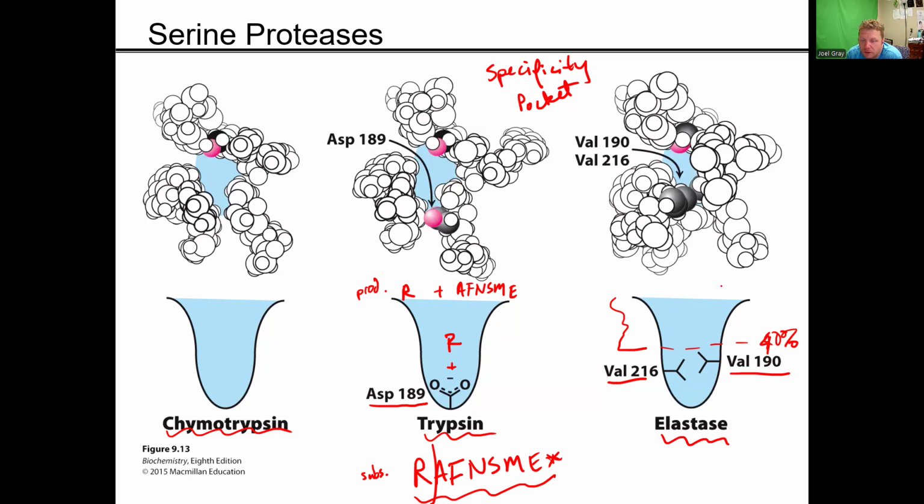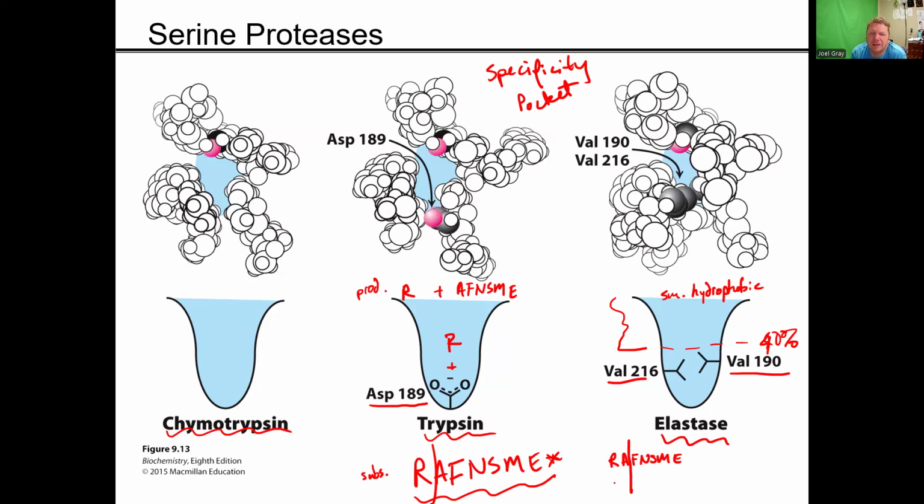Larger amino acids are not going to fit into that space. So if we take a polypeptide like RAFNSME, we need a small hydrophobic residue to fit into this space. Is arginine, and when we think about hydrophobic, it better be uncharged. So is arginine going to fit in there? Nope, that's not a good one. What about alanine? That's a pretty good one. So alanine could fit in there, in which case elastase is going to take this RAFNSME and it's going to cut right here.